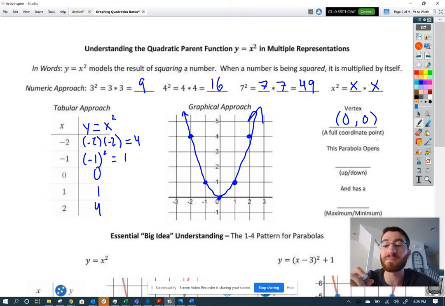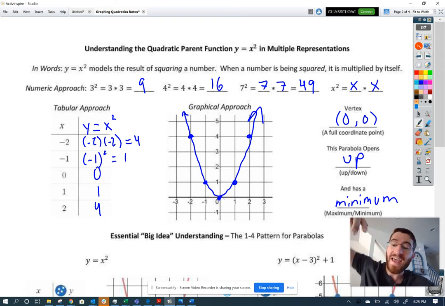We want to see if this parabola opens up or if this parabola opens down. So you want to look at where these arrows point. If the arrows point up, it opens up. If they point down, it opens down. So this parabola opens up. And that means it has what's called a minimum. A minimum means, does it bottom out, or does it look like a hill where it tops out? So if it has a bottom, then that's a minimum. If it has a top, that's a maximum.